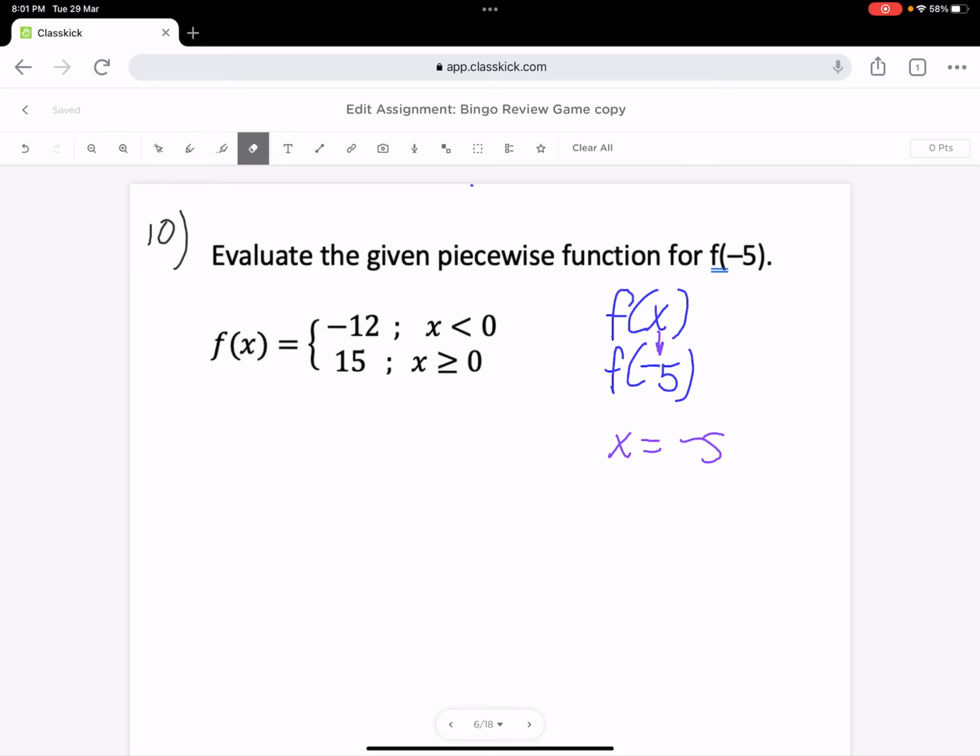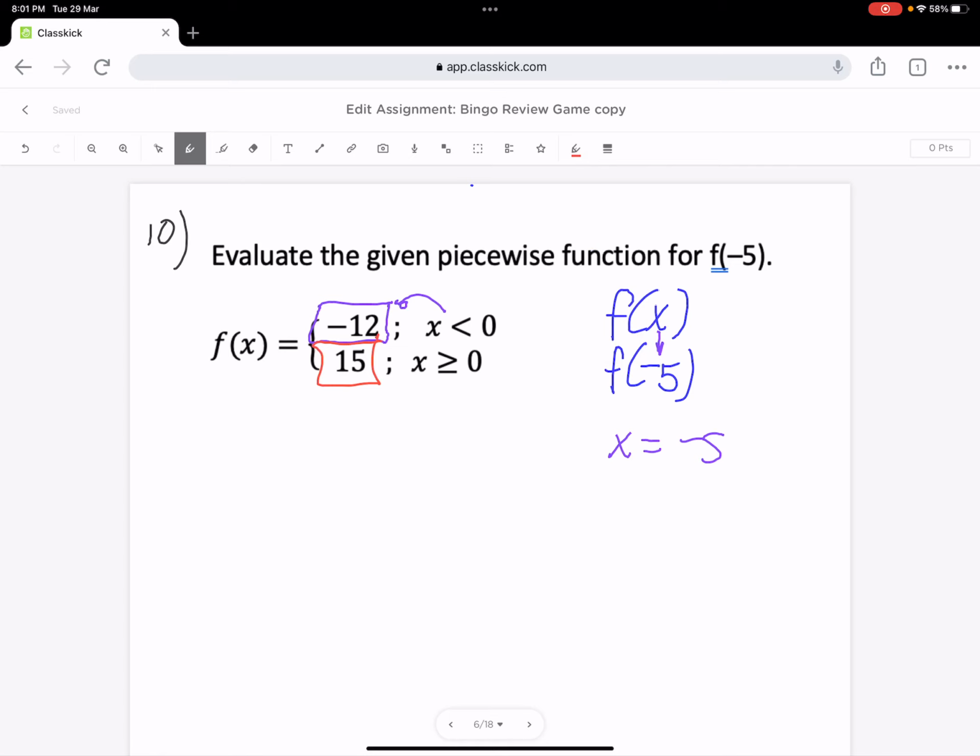So we have 2 separate domains. When x is less than 0, this is the function rule that we use. So any number that's less than 0, we would use this rule, all right? And any number then that is greater than or equal to 0, we would use this rule.